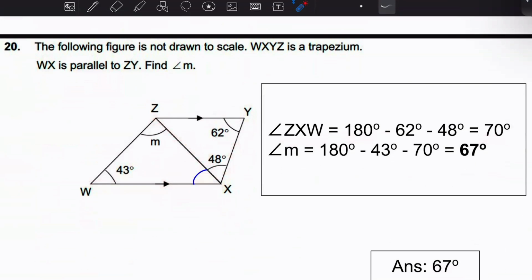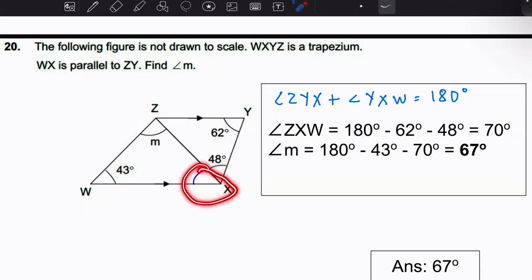It is because both of these two angles total 180 degrees. Let me write that down here for you. Angle ZYX plus angle YXW is equal to 180 degrees, right? So 180 minus 62 minus 48, you get this angle.